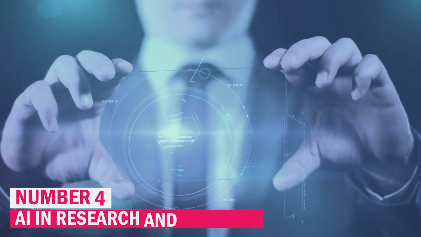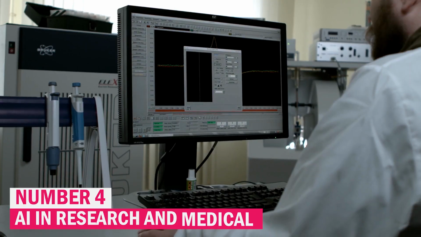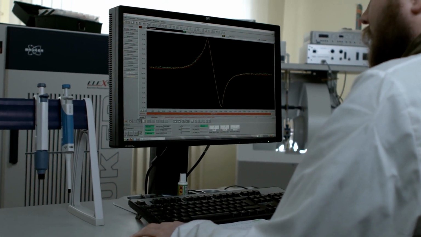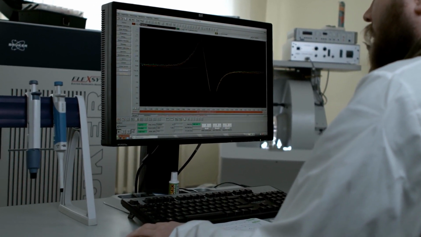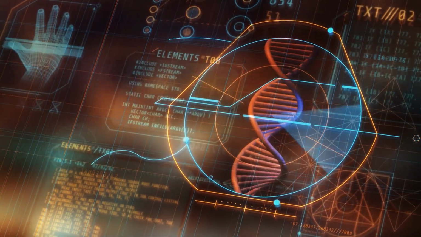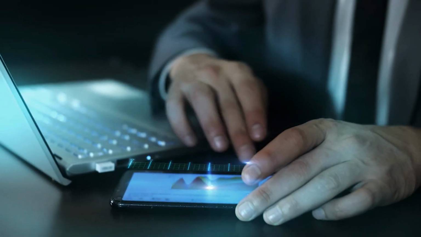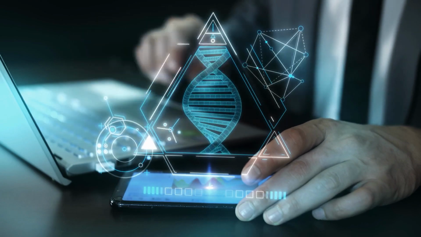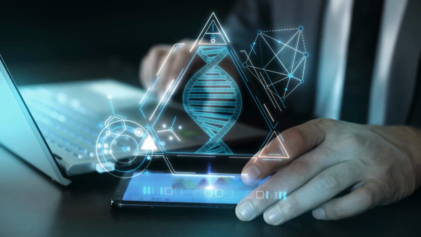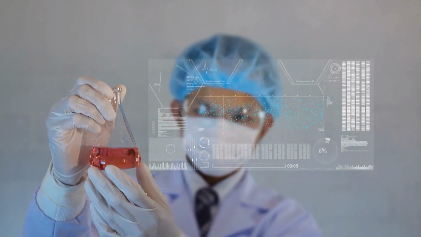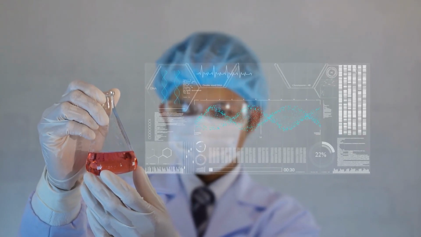Number 4. AI in research and medical. By 2024, artificial intelligence will have a significant influence on research and medicine, changing how diseases are identified, diagnoses are made, and personalized treatments are provided. Artificial intelligence AI algorithms are speeding up the analysis of large datasets and research, allowing scientists to see patterns and correlations that were previously invisible.